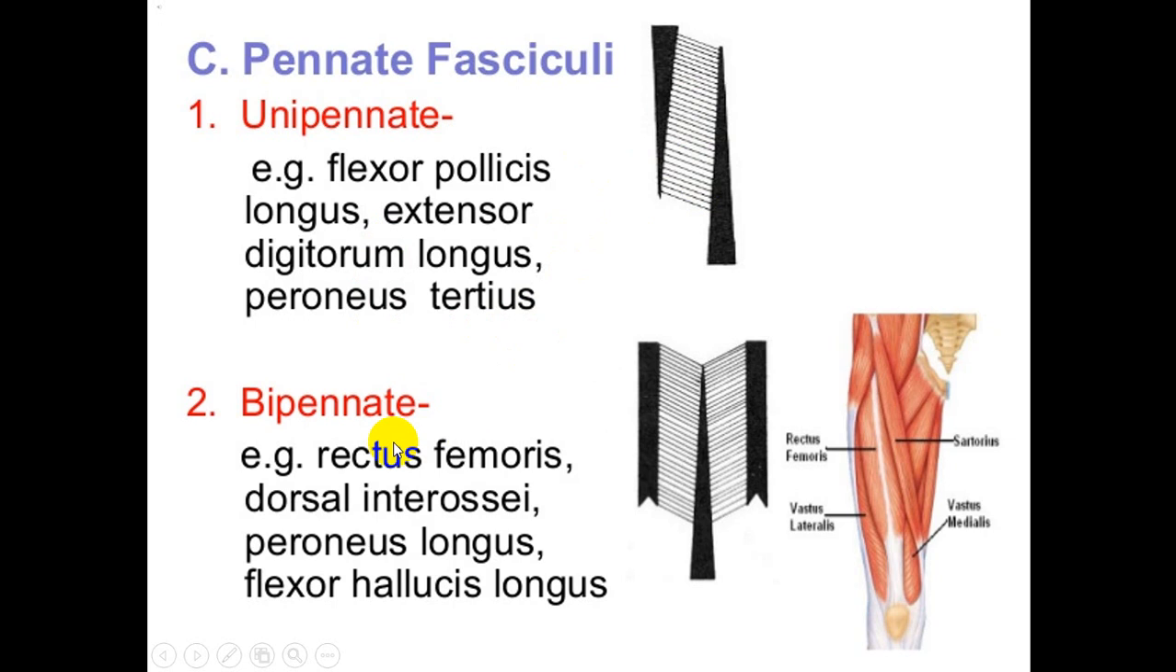Then in bipennate muscle, the tendon is centrally placed and the muscle fibers or fascicles are converging from both sides onto the muscle tendon. The examples include rectus femoris, part of quadriceps femoris, and then we have dorsal interossei, which are bipennate muscles. The peroneus longus and flexor hallucis longus are examples of bipennate muscles.